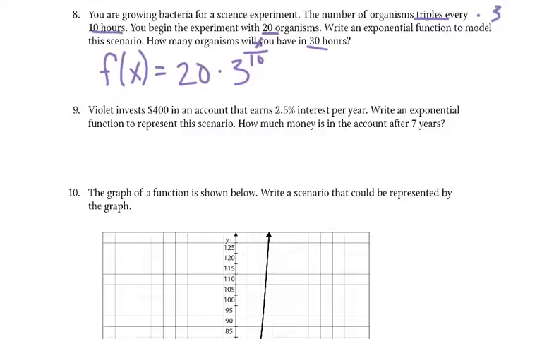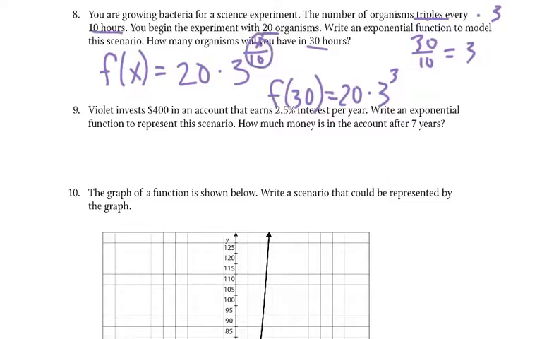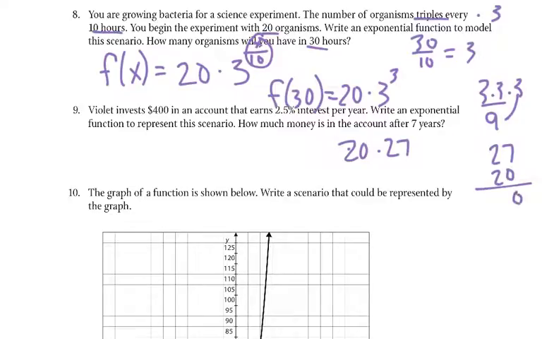Well, 30 hours is 3 sets of 10, right? Because 30 divided by 10 would give you 3. So f of 30 would equal 20 times 3 cubed, right? Because we already kind of simplified that. 3 cubed is 3 times 3 times 3. 3 times 3 is 9. Times by 3, one more, is 27. 20 times 27 would give us 540. So after 30 hours, we'd have 540, which makes sense.